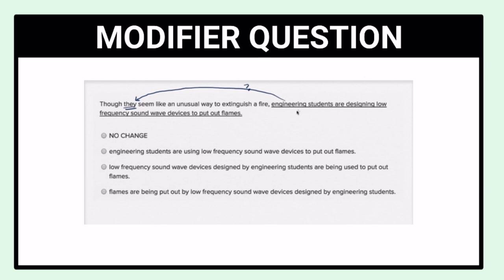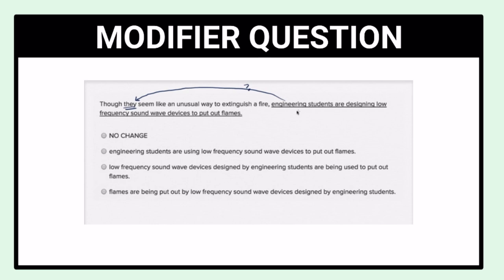So we're looking for a word that comes after the comma that will make sense from what comes before, if that makes sense. So like, what is actually being used to extinguish the fire? What is the they in this context? And the only thing that makes sense would be option C, low frequency sound wave devices. Because engineering students cannot be used, flames cannot be used to extinguish a fire, and it's not no change because again, the first context does not make sense.